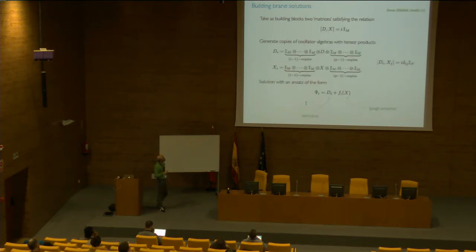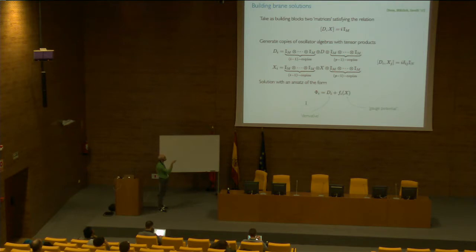So far, so good. So how do we build the solutions? We can try to take a pair of matrices that satisfy a Heisenberg algebra, something of this form. You can see that this equation is not possible for real matrices because the trace of the commutator is 0. So you actually need to take infinite dimensional matrices.